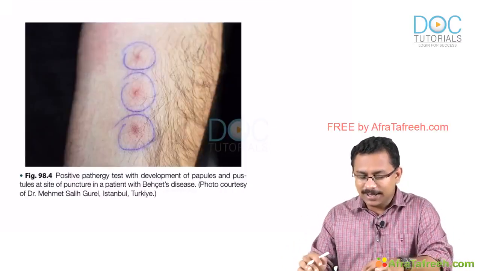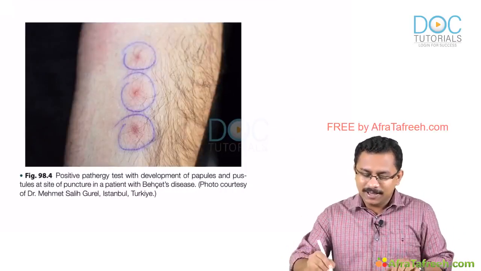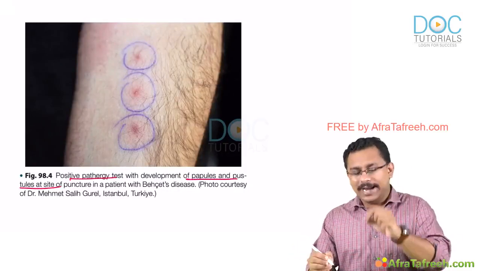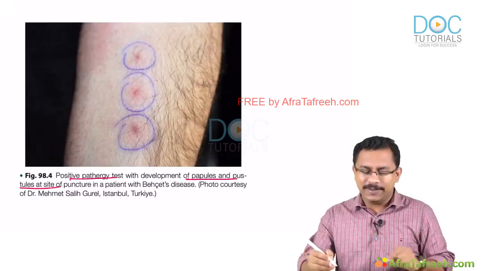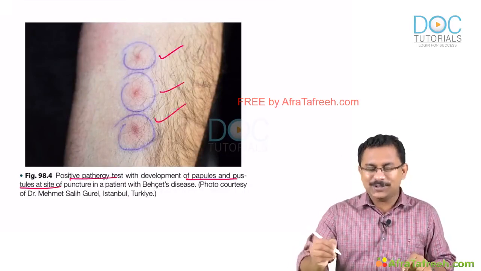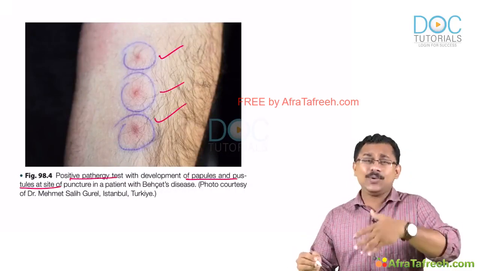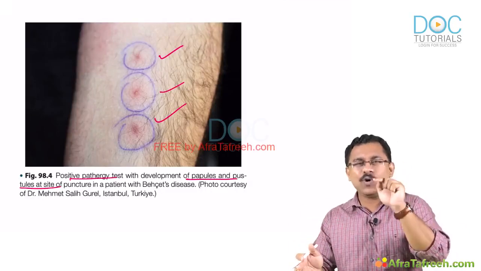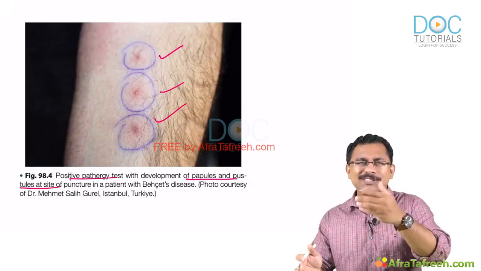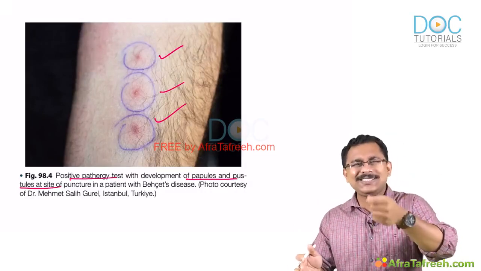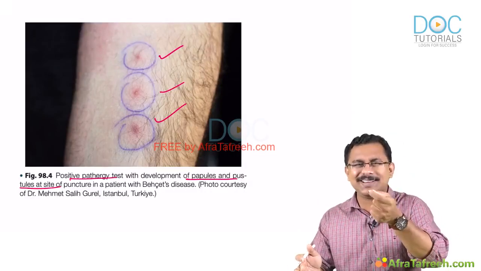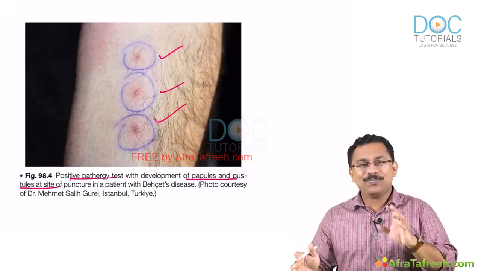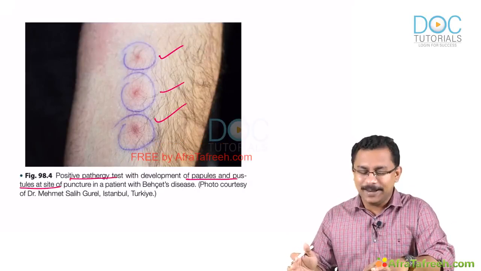You see here, this is one individual in whom you can have a positive Pathergy test. At the site of puncture, you have papules and pustules developing. Here they have pricked 3 times. I told you ideally you can go for 4 also. This is for better appreciation, because if you just poke once and see a small pustule, you may have doubt: is this actually a pustule, or is it maybe the small erythema that I am seeing because of my prick? So a positive Pathergy test is again very important.